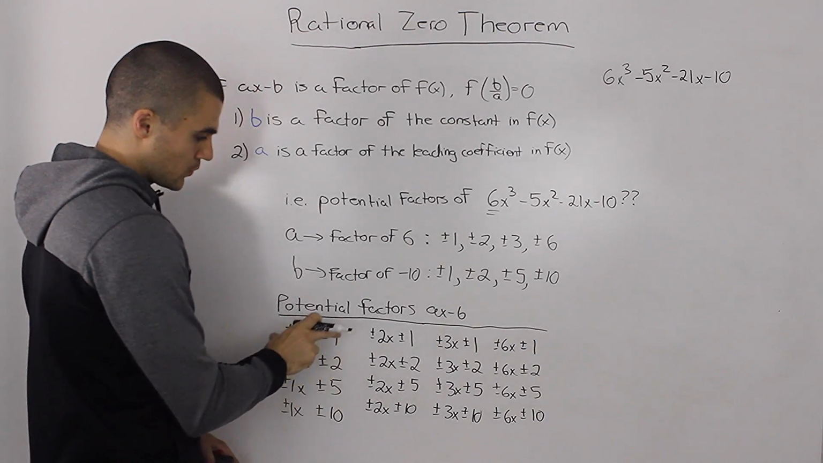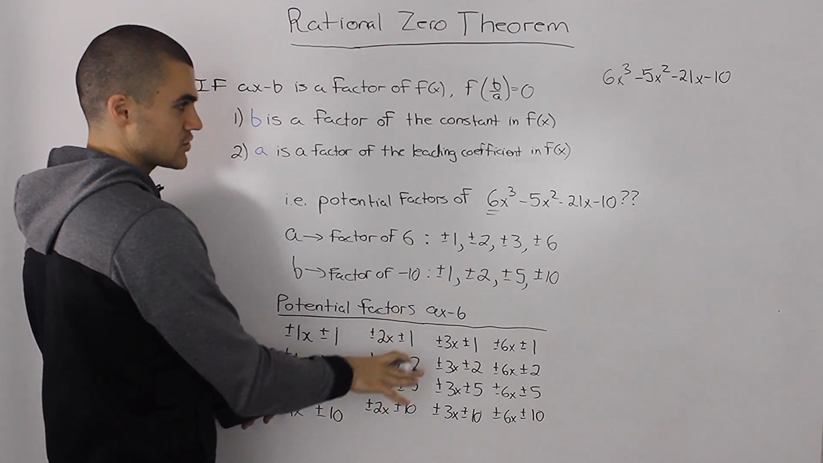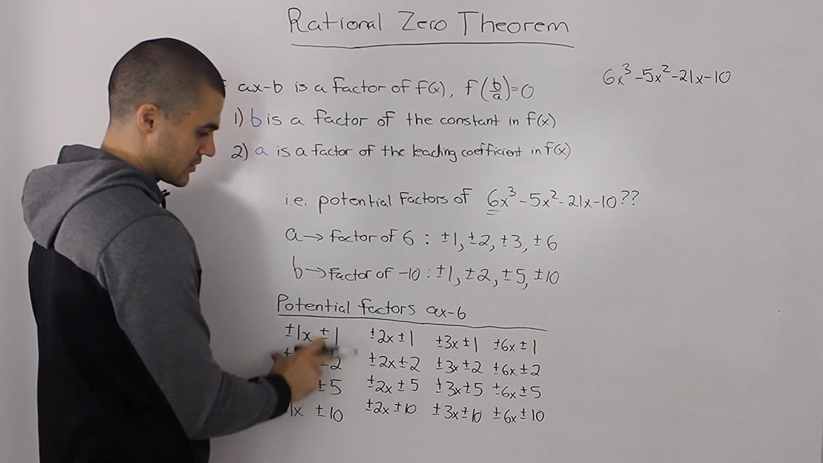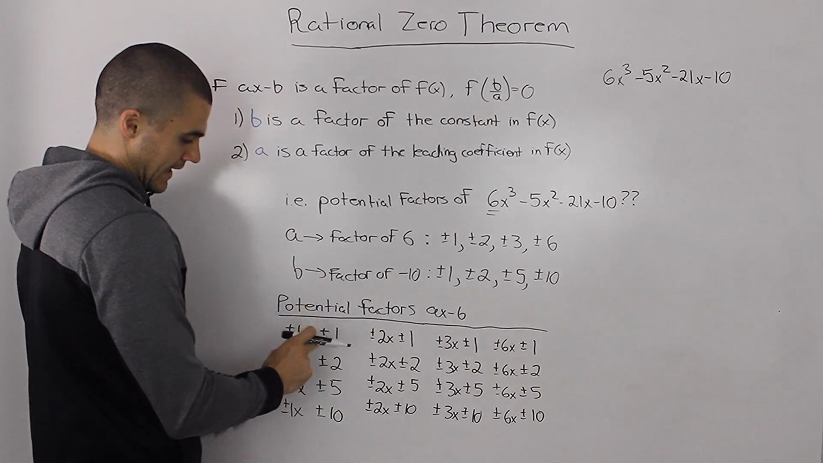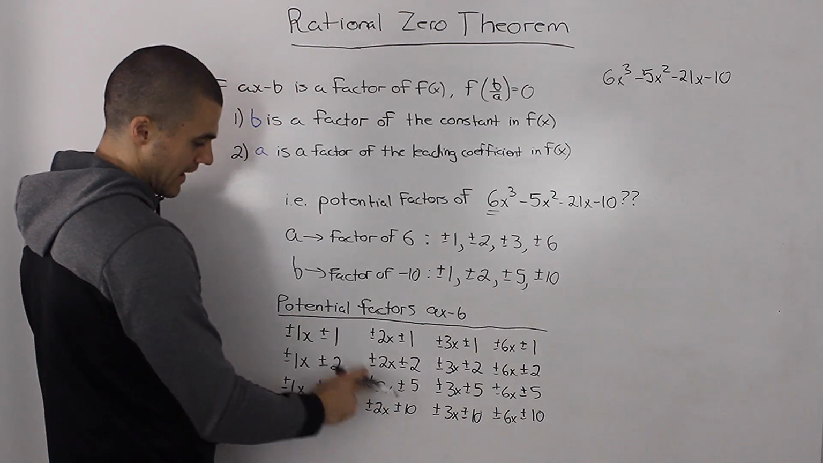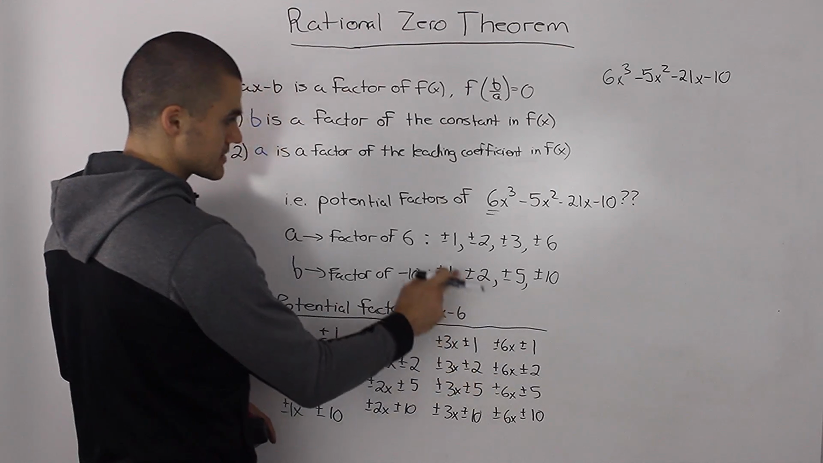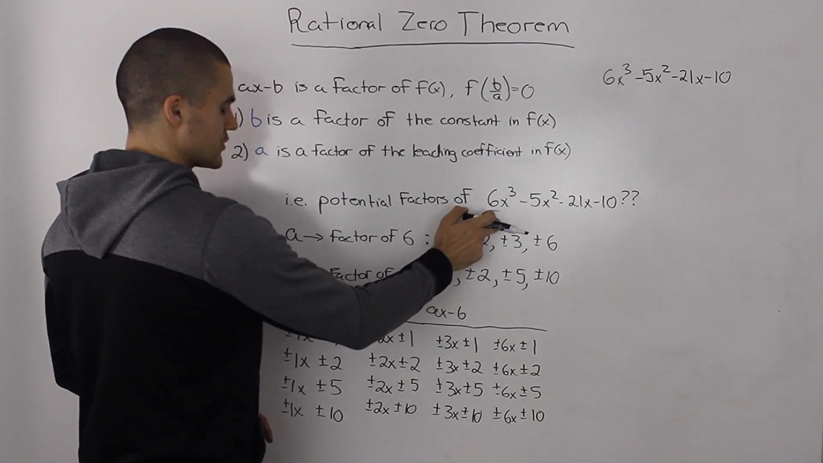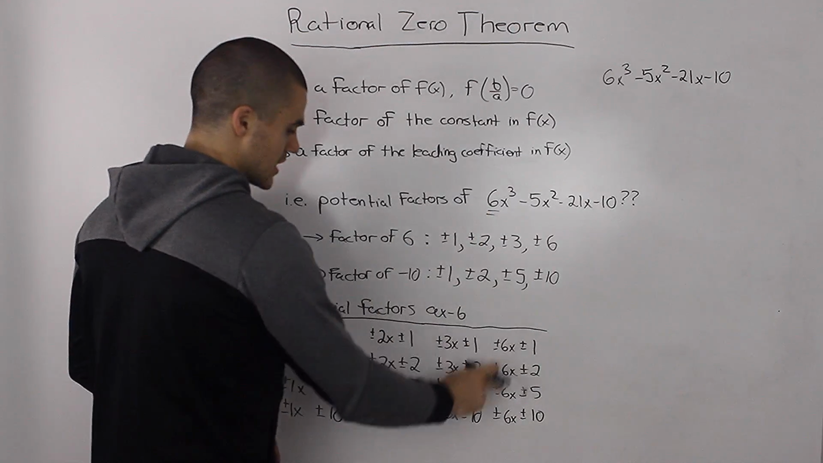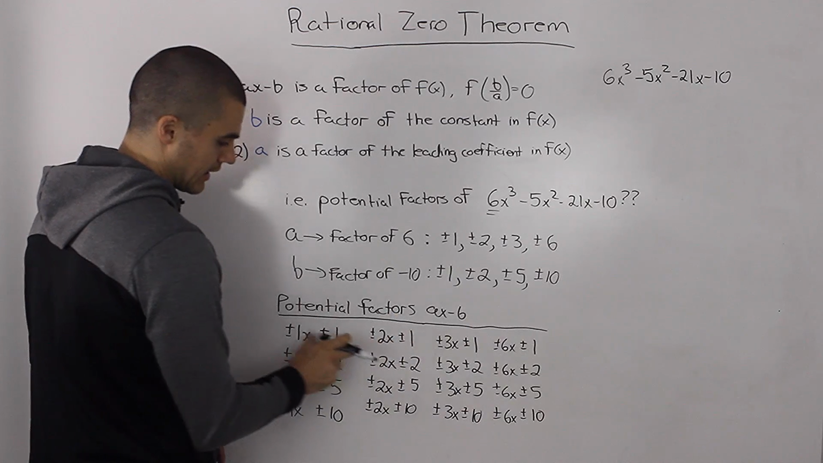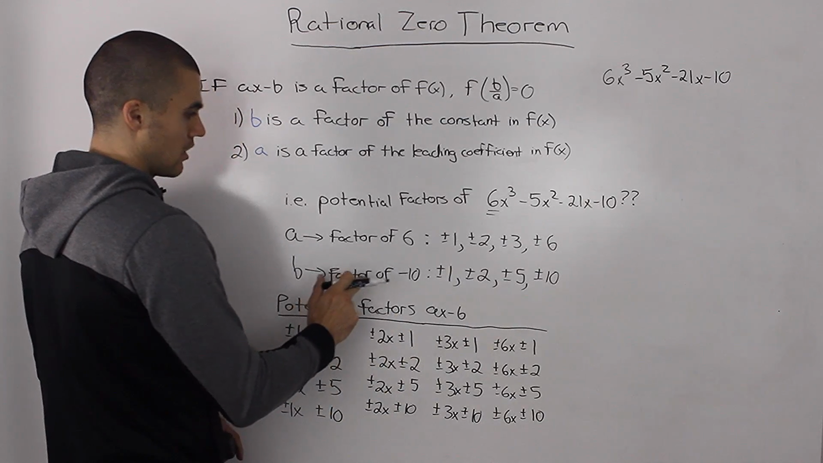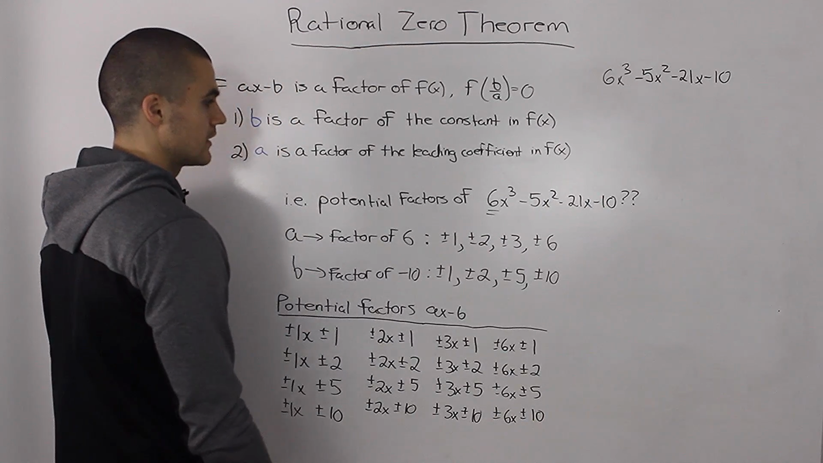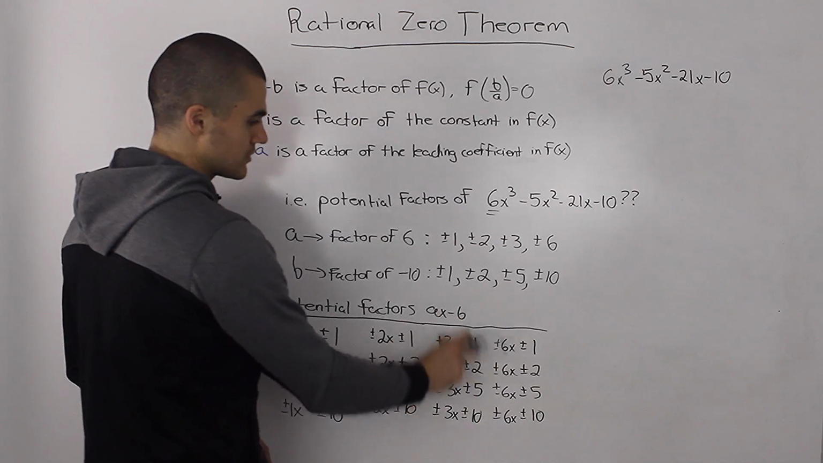So now taking all of these individual factors of a and b and then combining them into the ax minus b form, we get a list of all of these potential factors for our polynomial. So notice how all of these factors are linear, and the numbers that are attached to the x, so this 1, 2, 3, 6, are factors of our leading coefficient. So those are our a values, and then our constants in these linear factors are factors of the constant in the dividend. They are our b values.